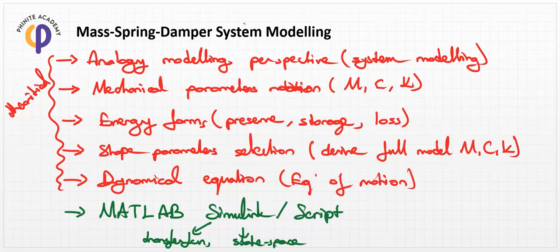This is an introduction of our lesson, and we should proceed with the analogy modeling perspective in the next lesson.